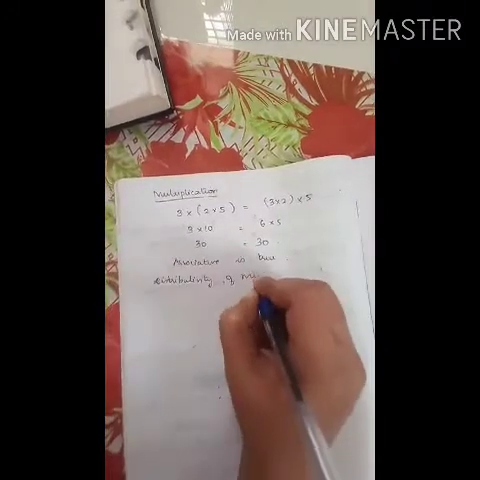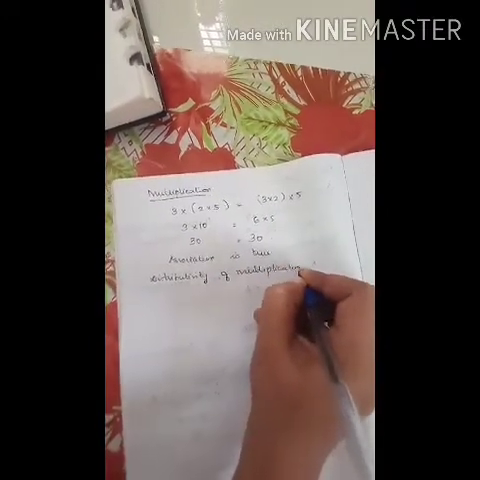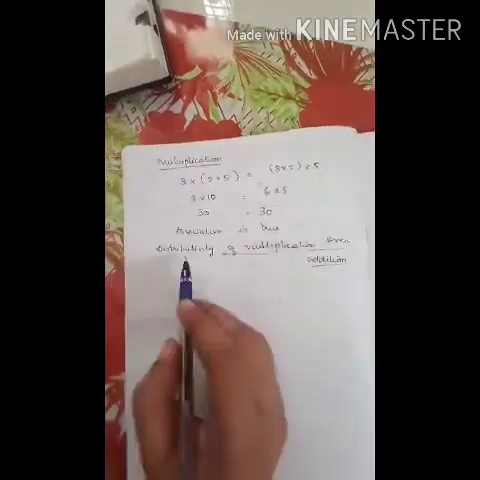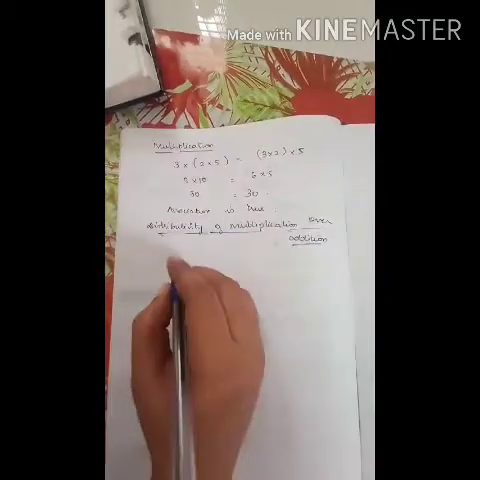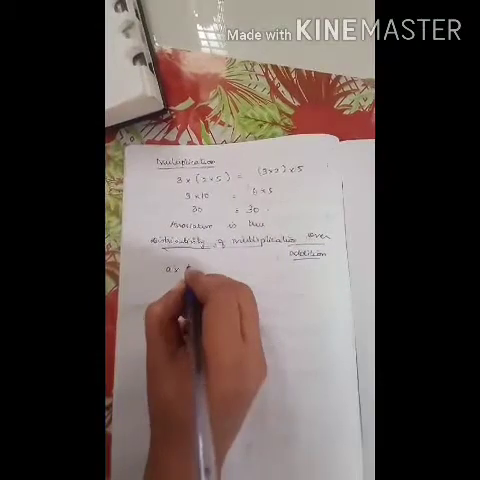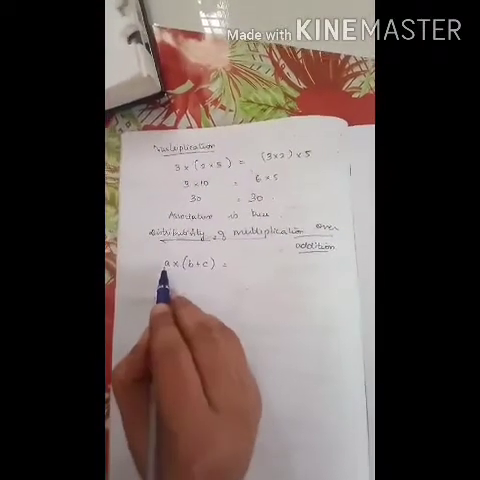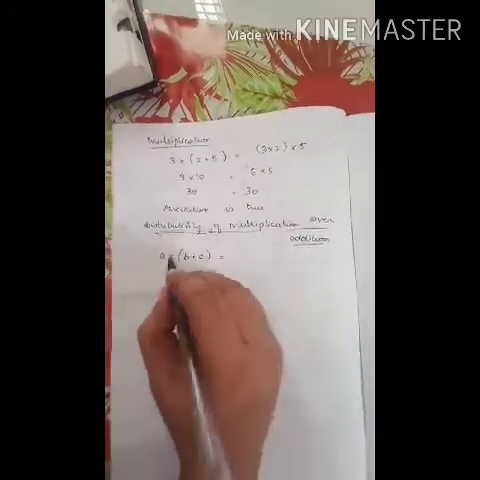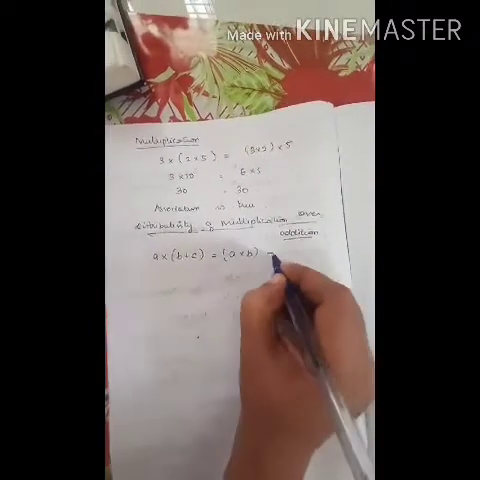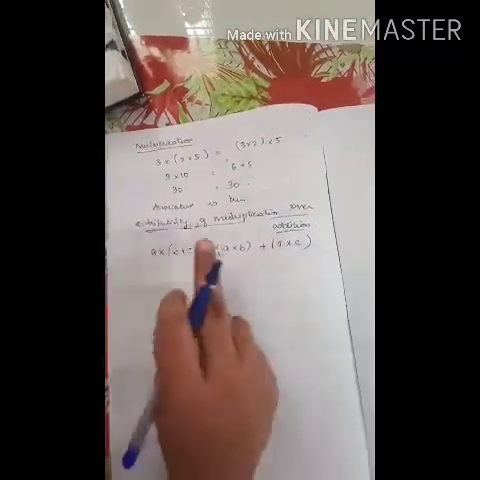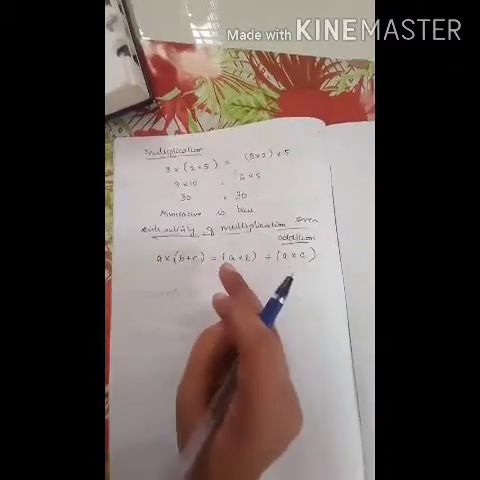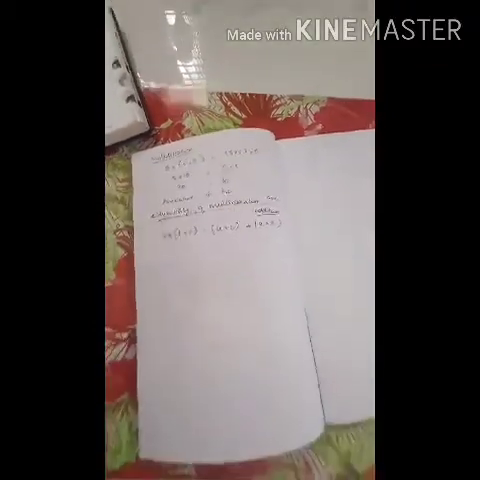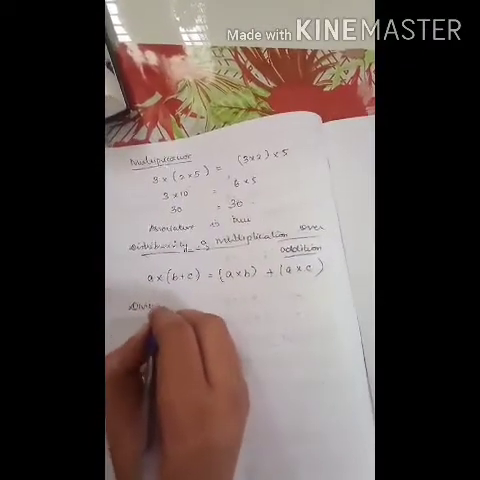Next, we are going to see the distributivity of multiplication over addition. I think this is a new property, the distributive property. That means multiplication over addition. That is A into B plus C means first we need to distribute this A to both B and C. This A is common for both B and C. So first A into B plus A into C. This is the distributivity of multiplication over addition. In the next class, that is in 8th standard, you will learn distributivity of multiplication over subtraction. And next we are going to see division.